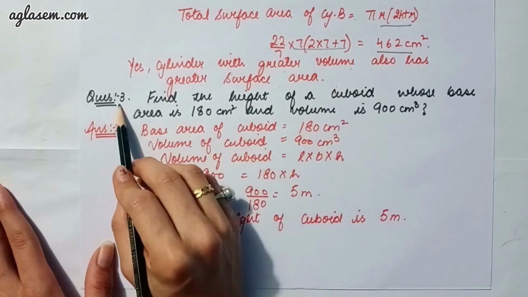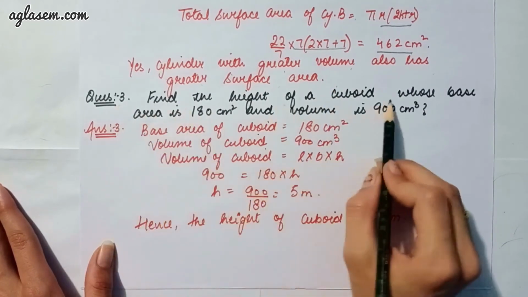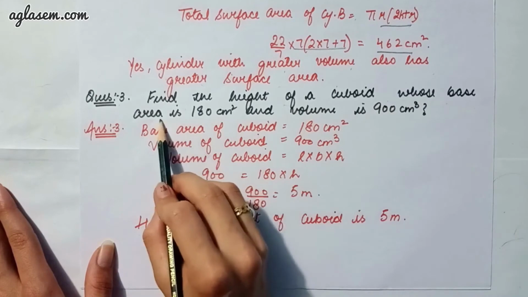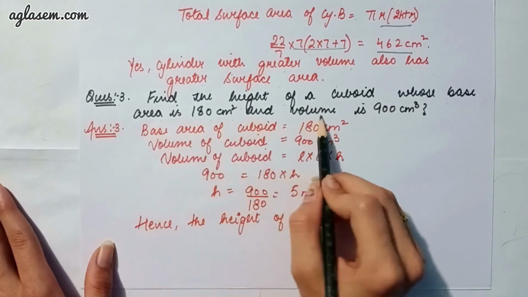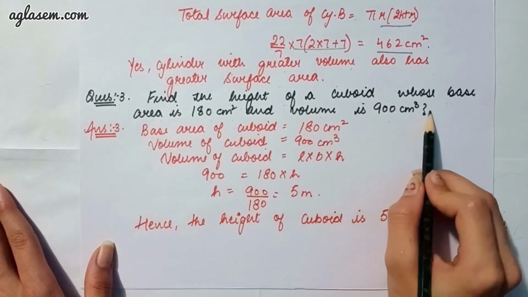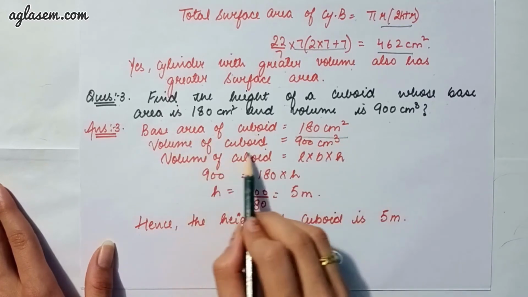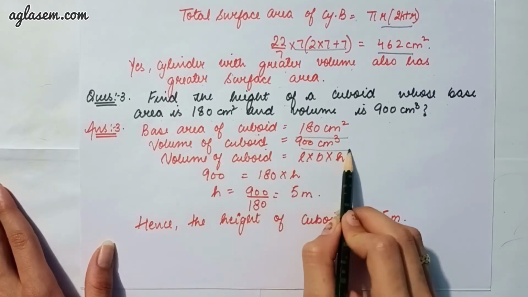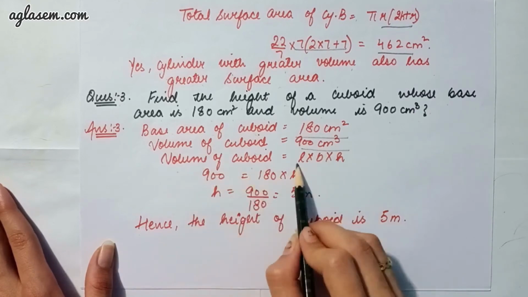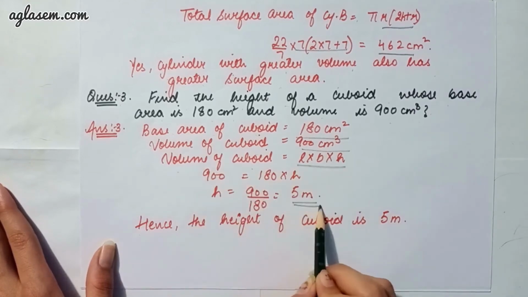Moving to our third question, which says, find the height of the cuboid whose base area is 180 centimeter square and the volume is 900 centimeter cube. The base area of cuboid is 180 centimeter square and the volume of cuboid is 900 centimeter cube. So volume of cuboid is L into B into H, by applying we will get the height, that is 5 centimeter. So the height of cuboid is 5 centimeter.